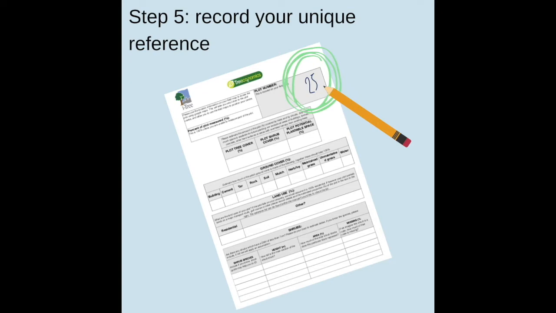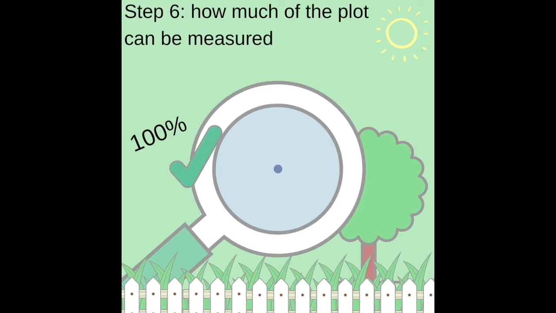So, step 5 is to record your unique reference. This can be found on your plot map and cover letter. Next, step 6. Estimate how much of the plot can be measured.